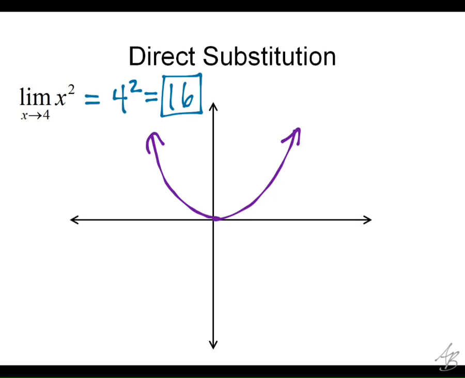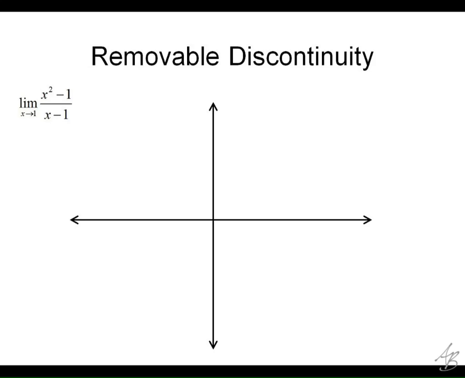All right. More interesting, this is an example we looked at yesterday. This is a removable discontinuity. This function is a line with a hole in it. So this function looks like this. And the hole just happens to be where we want to evaluate our limit. It's convenient, right?